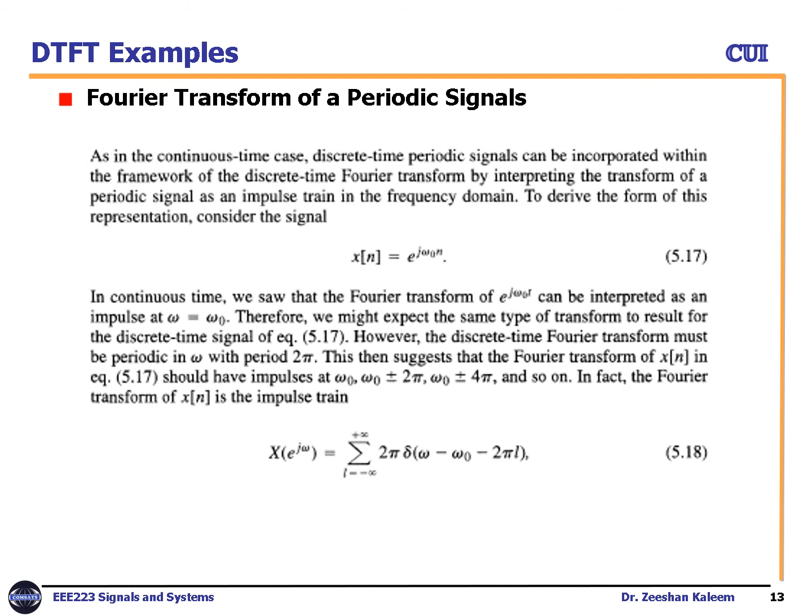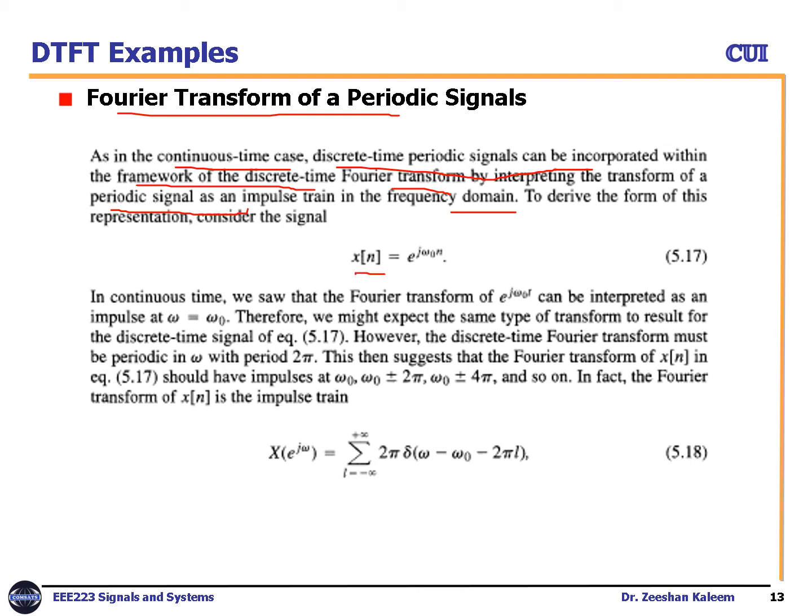We can now discuss the Fourier transform of a periodic signal as well. Up to now, we discussed the Fourier transform of an aperiodic signal. Now we will discuss the Fourier transform of a periodic signal. As in the continuous time case, a discrete time periodic signal can be incorporated within the framework of the discrete time Fourier transform by interpreting the transform of a periodic signal as an impulse train in the frequency domain. So let's take an example.